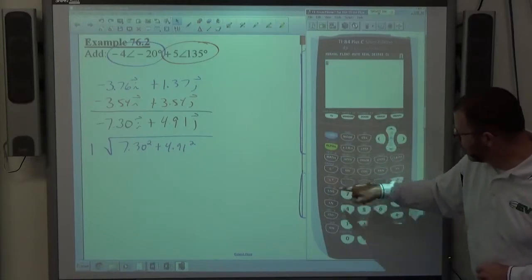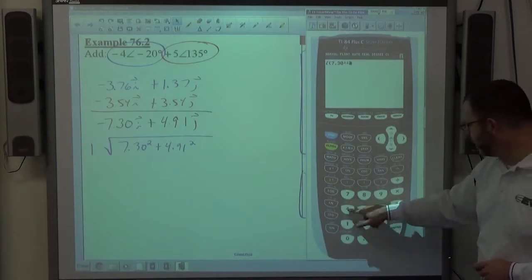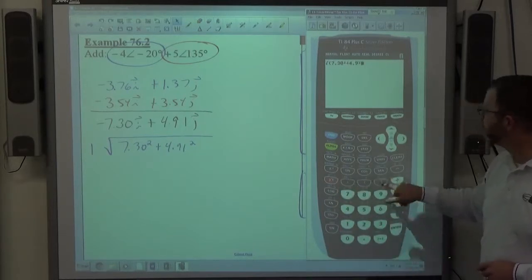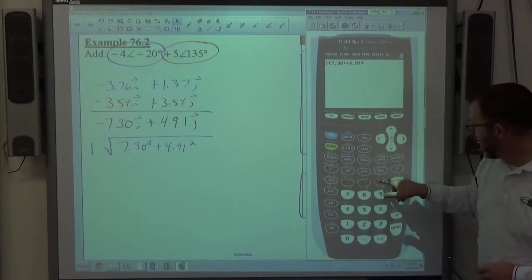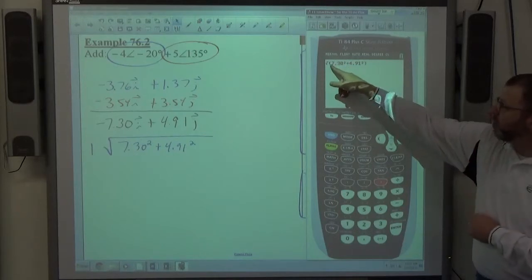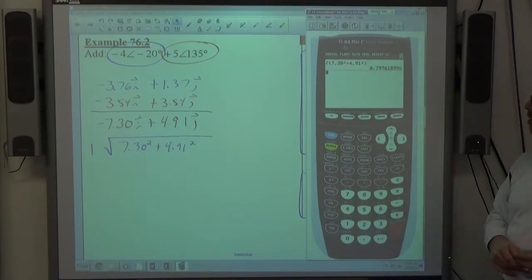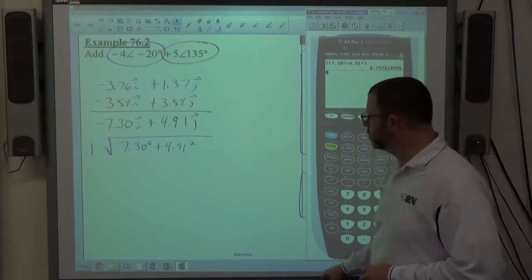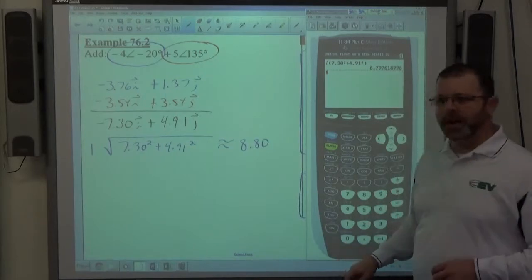So square root of 7.30 squared plus 4.91 squared, in parentheses. I type in exactly what my problem there says: parentheses to begin it, the entire expression, end parentheses, enter, and that's the value of r, 8.80. That's part of my answer.